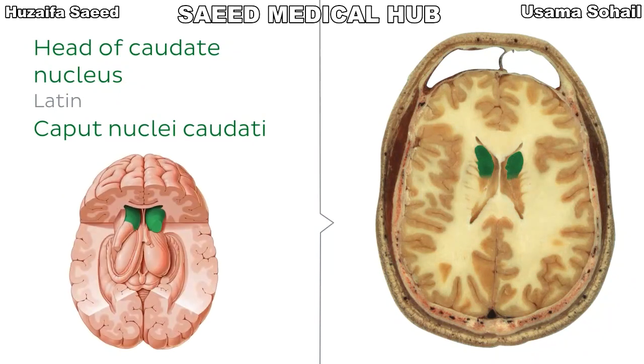In this image on the left, we're looking at the brain from a posterior and superior view, and much of the parietal lobes have been removed, so we can see a lot more of the internal structures. Highlighted in green are the heads of the caudate nuclei, which are the more anterior parts of these structures.